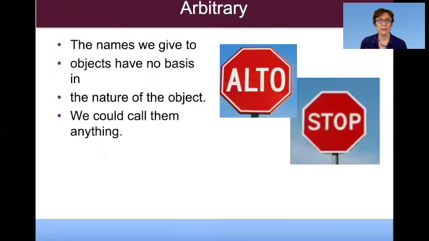Symbols are arbitrary. That means that the names that we give objects have no basis in the nature of the object itself. There is nothing intrinsic in the word stop that made us say stop. And the Spanish language uses the word alto. So that's a stop sign from Mexico. They both mean the same thing, and one isn't more right than the other. We just arbitrarily pick these different words.